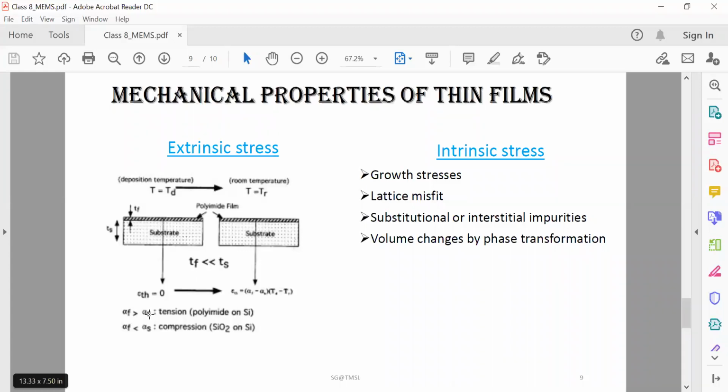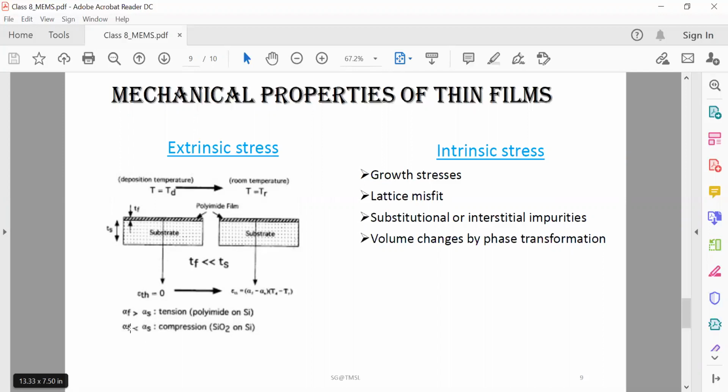It has been observed that when alpha F, the expansion coefficient of the film, is greater than alpha S, the expansion coefficient of the substrate, then the developed stress is the tensile stress. An example is polyimide on silicon. In this type of example, alpha F in case of the polyimide is greater compared to alpha S, so the tensile stress will be developed.